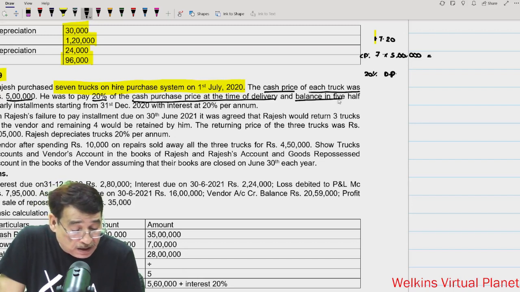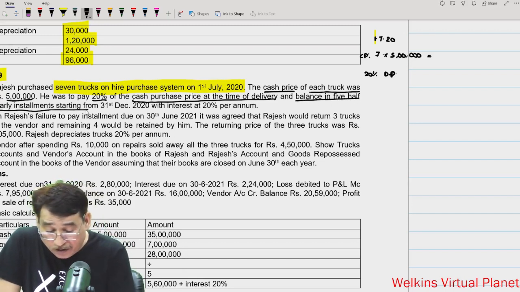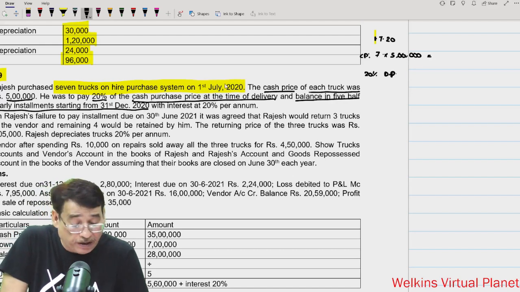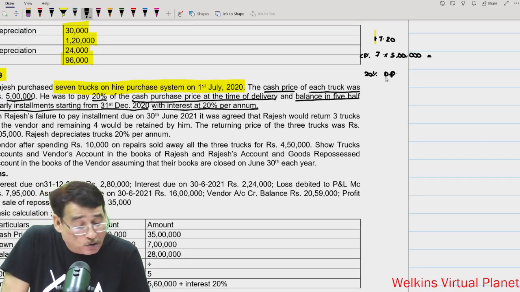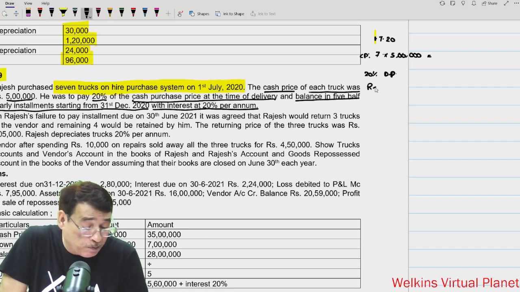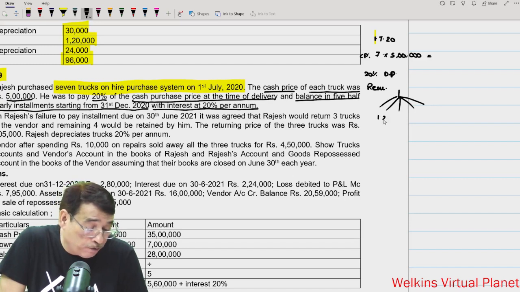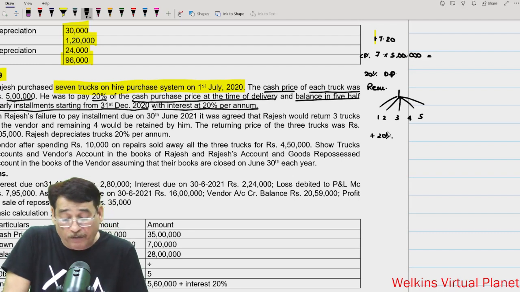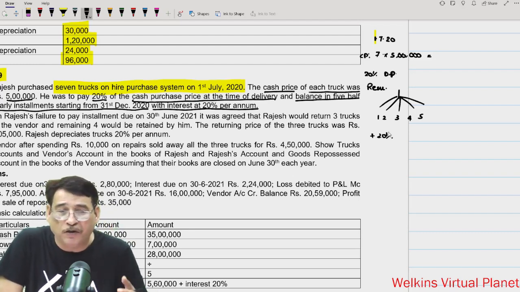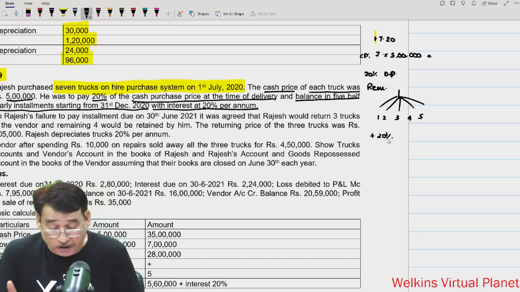And balance, question says, in 5 half yearly installments starting from 31st of December 2020. Actually, you purchased the item on 1st July 2020. And the balance in 5 half yearly installments, you are supposed to pay with interest at 20% per annum. So after making the down payment, whatever remaining balance will be there, that balance needs to be paid in 5 installments, correct? 1, 2, 3, 4, 5. So whatever installment you will get, that will be pure installment, because the question says installment together with interest at 20%. Together with interest of 20% means the rate of interest is already given to you.